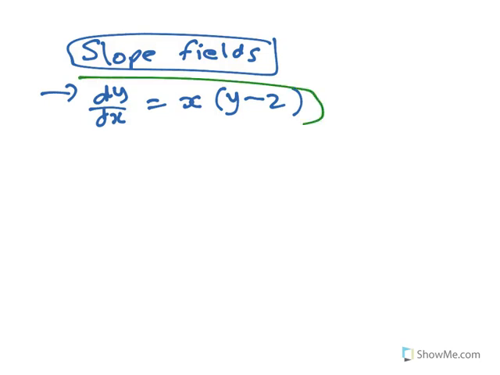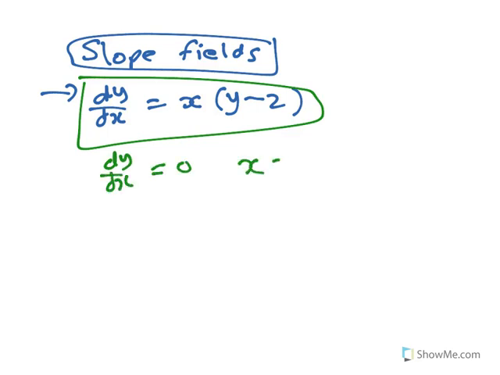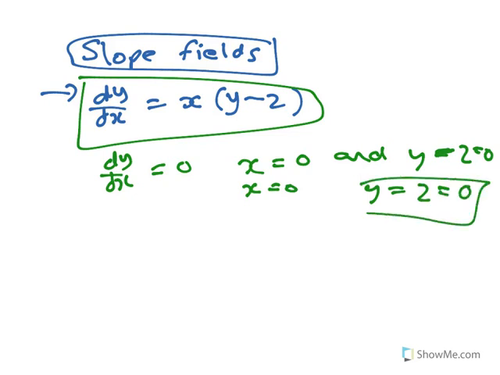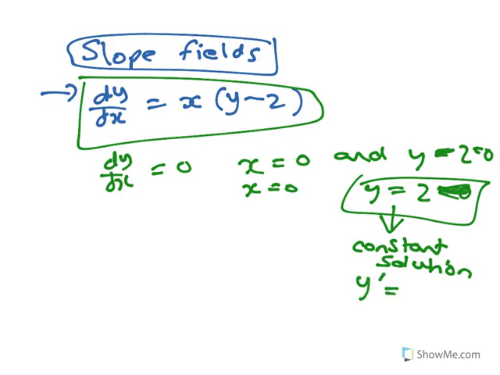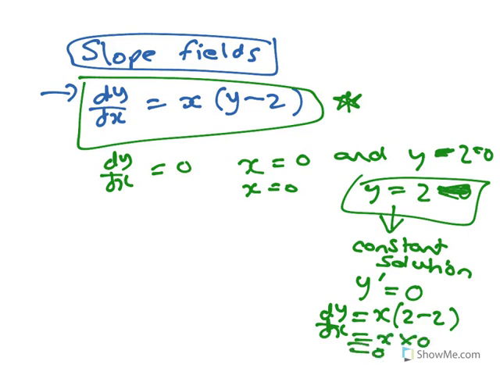Okay, so with the slope field for this one, where dy/dx equals 0, that would be where x equals 0 and y minus 2 equals 0, so x equals 0 and y equals 2. They call this y equals 2 the constant solution, because in that differential equation, if you differentiate y equals 2, you get 0, which is the same as if you put y equals 2 into dy/dx: you get 2 minus 2, which is x times 0, so that's 0.